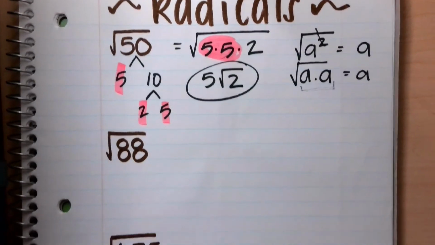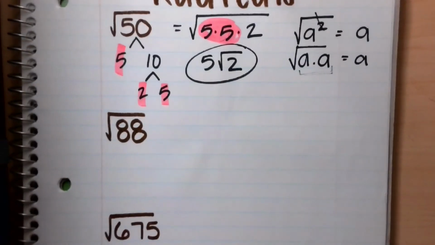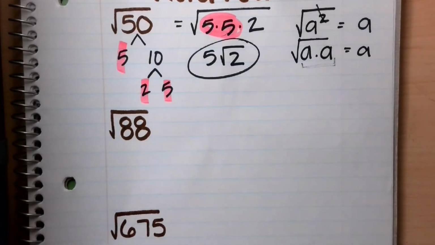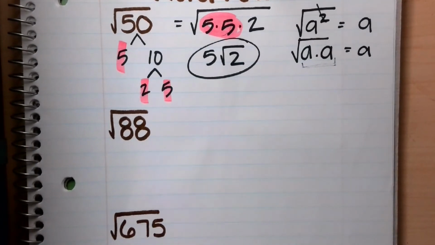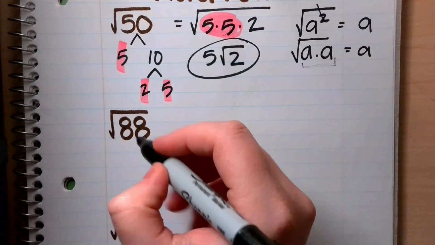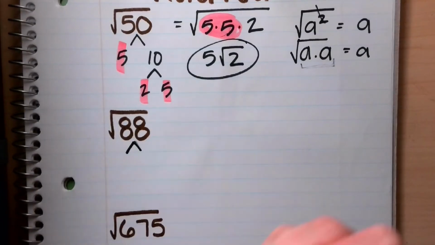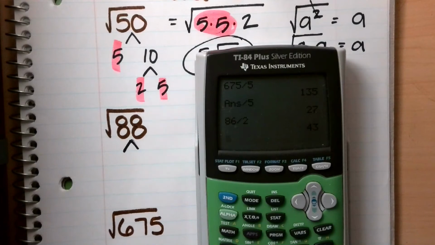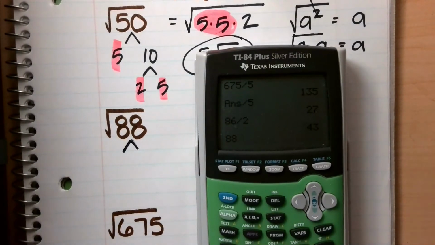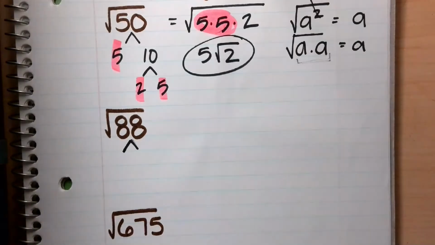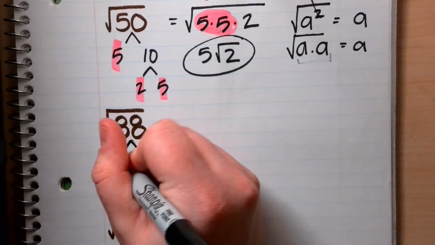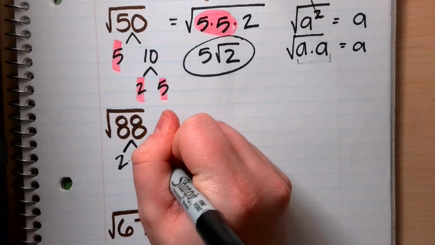88. There are a bunch of different ways you can break this one down. To me, I don't like to start with big numbers. I like to keep it super simple, and I see this is an even number, and I know all even numbers are divisible by 2. I'm going to take out my calculator. 88 divided by 2 gives me 44. So 2 times 44 gives me 88.